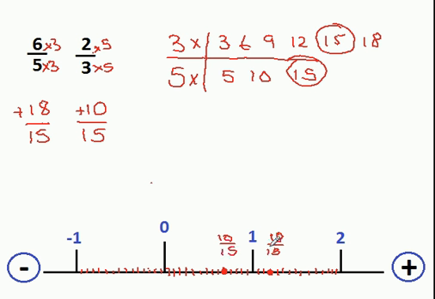I've got the 1 there. Alright, so we can clearly see that the 18/15 is bigger than the 10/15 because it's further to the right. Now, our 6/5 was what turned into the 18/15, so we can say that that is bigger than the 2/3, which is what turned into the 10/15.